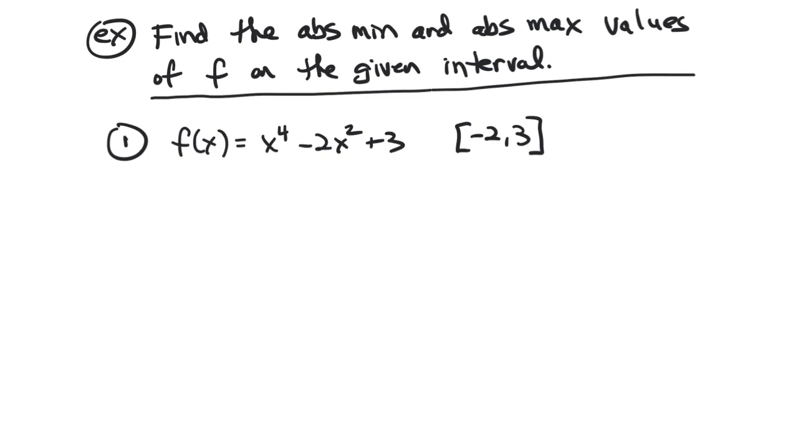So first we need to find these critical numbers. We need to take this derivative. We get 4x cubed minus 4x. We can see that this derivative exists for any value of x, so the derivative exists everywhere. The only thing we have to look for is where this derivative is 0. To solve this, we can factor out 4x: 4x times (x squared minus 1) equals 0.